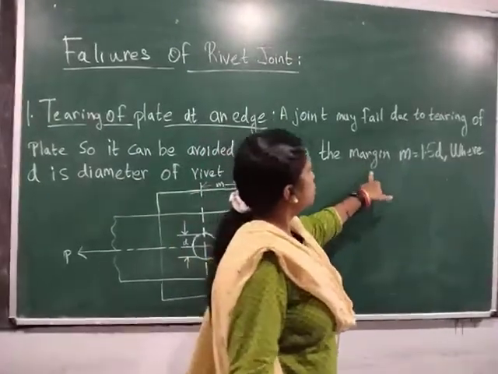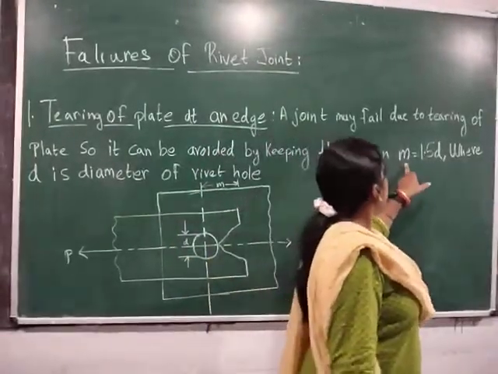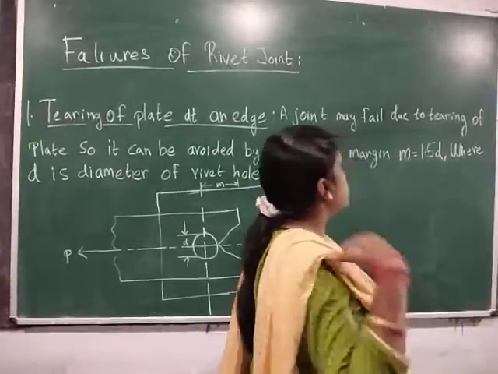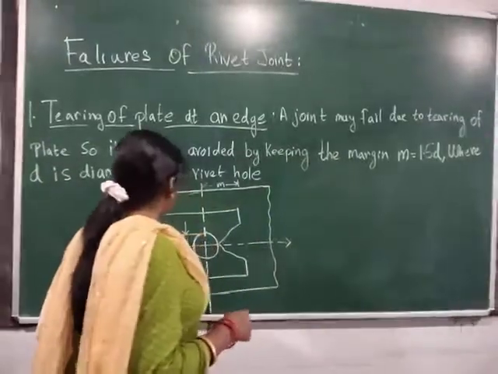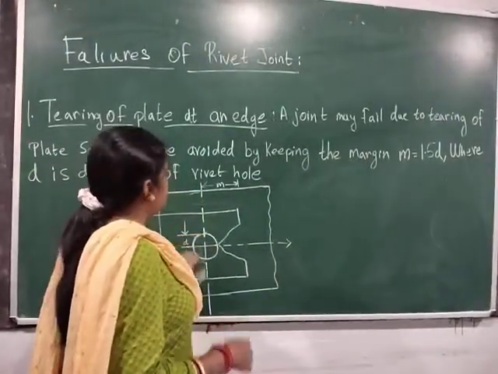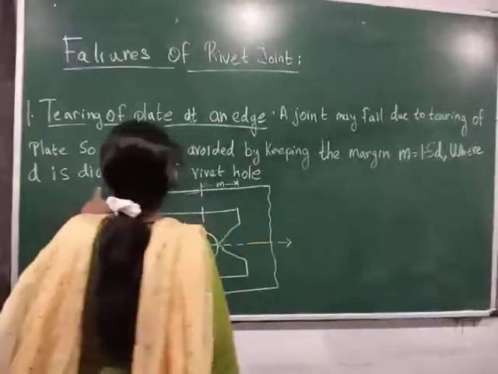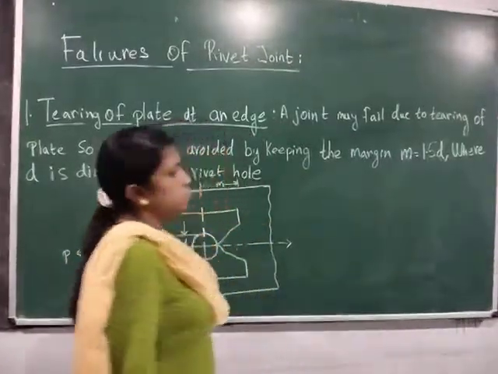So what is the dimension of the margin? Margin should be 1.5 D. So 1.5 D means 1.5 times the diameter of the rivet hole, where D is the diameter of rivet hole.